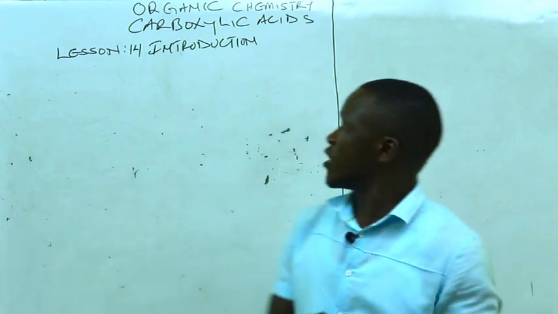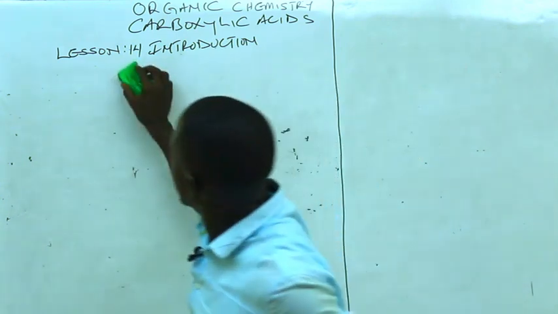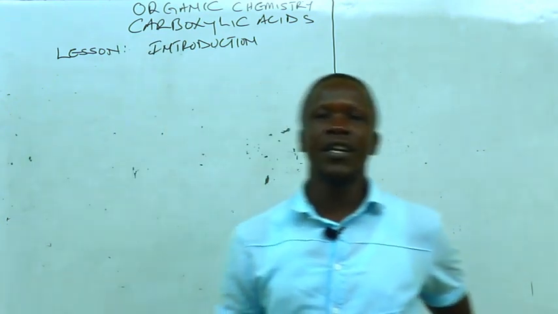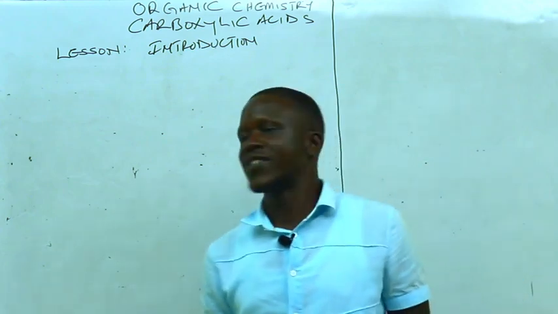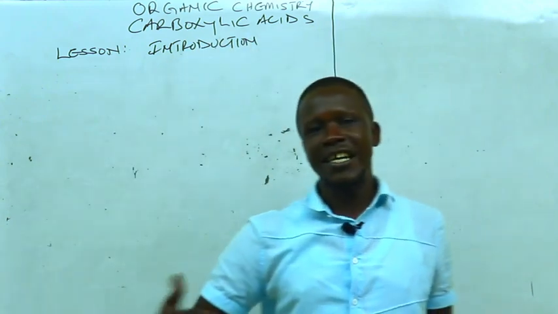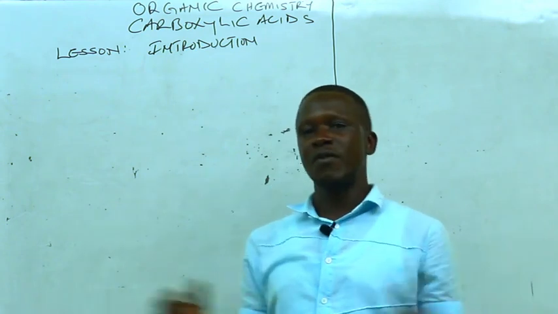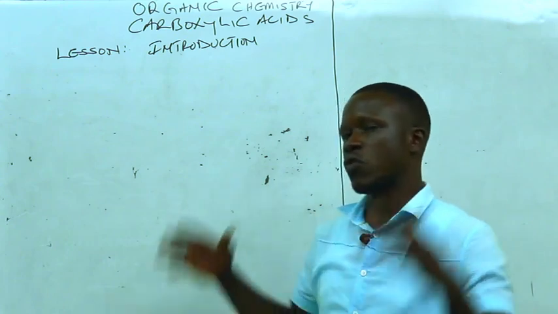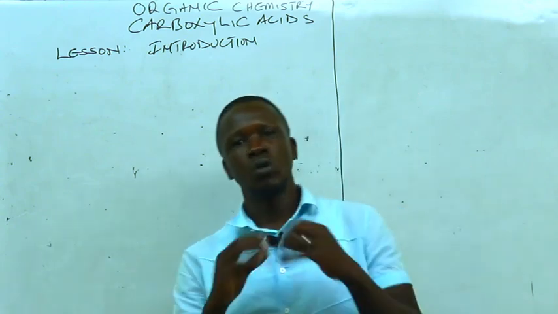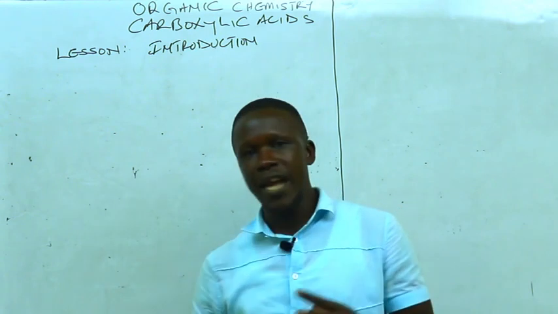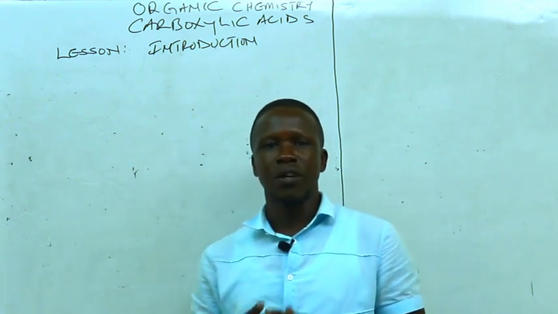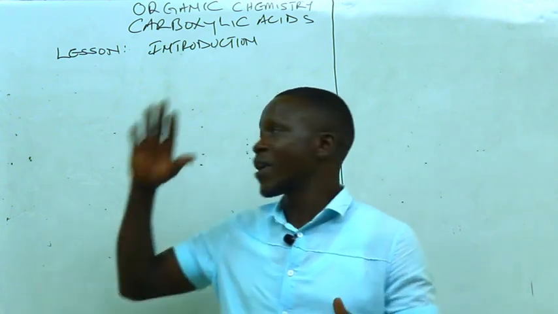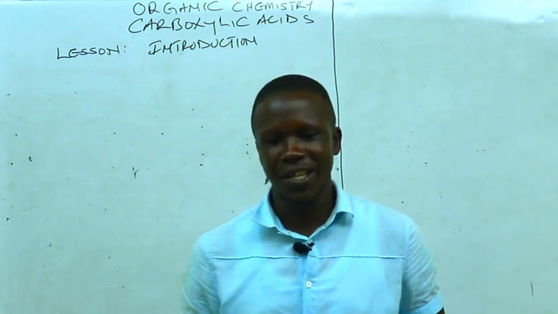Welcome to yet another lesson of organic chemistry. We are starting a new homologous series, and this is carboxylic acids. If you've been following us, we've been moving through all the homologous series in steps. We started way back with alkanes, then alkenes, alkynes, benzene and its compounds, alkyl halides, alcohols, carbonyl compounds, and now here we are in carboxylic acids.